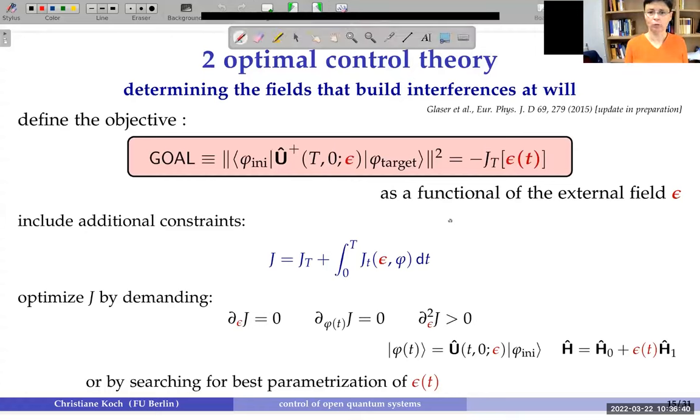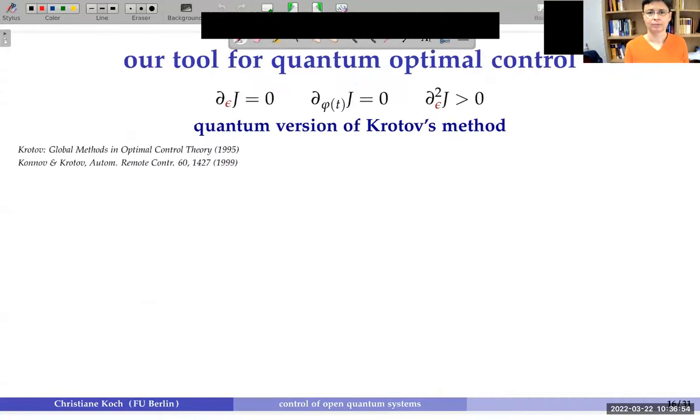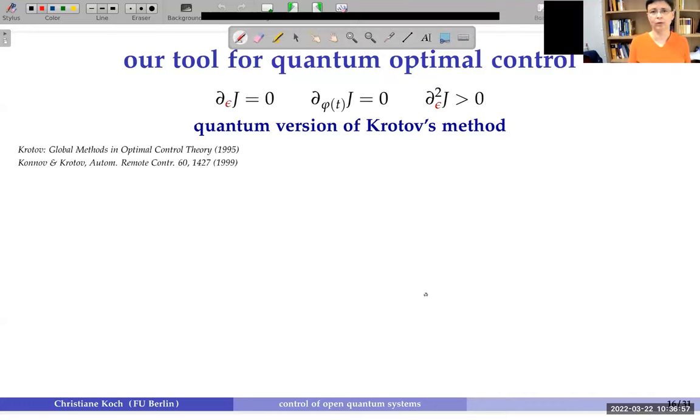So here's the slide that I showed you before. The key point is we treat our goal, so the transformation into the target state, as a functional of the yet unknown field. And then we ask for an extremum. And there are various ways of doing this. Our preferred choice is a method that goes back to the mathematician Krotov, who developed this in the context of classical dynamics, mainly for, I think, space applications. And we looked at the quantum version of Krotov's method.